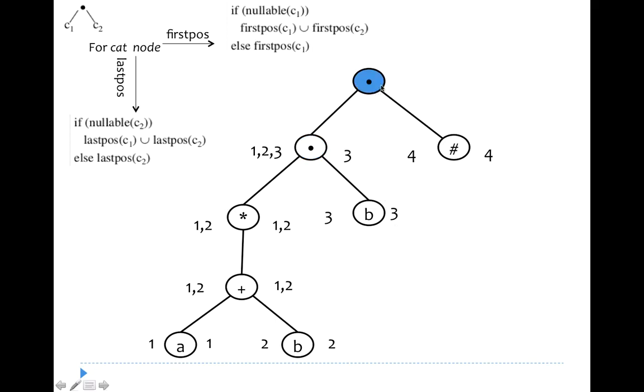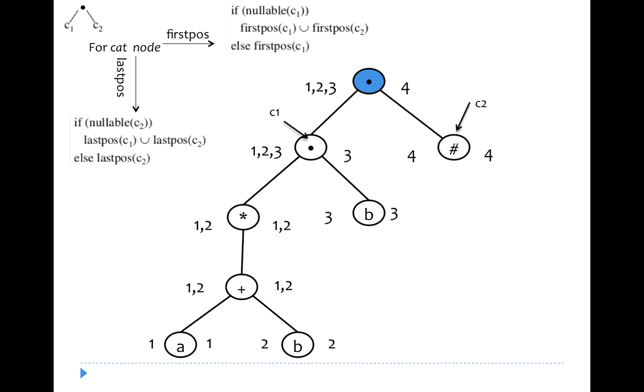Then for the next concatenation node, C1 and C2 are these two nodes. Here, for the first position of this concatenation node, as C1 is not nullable, only the first position of C1 will be considered. So it becomes 1, 2, 3. Now for the last position of this concatenation node, as C2 is not nullable, only the last position of C2 will be considered. Hence the last position of this concatenation node becomes 4.